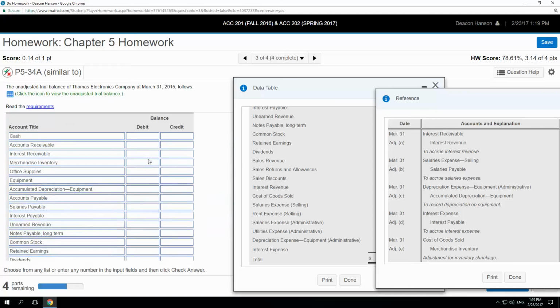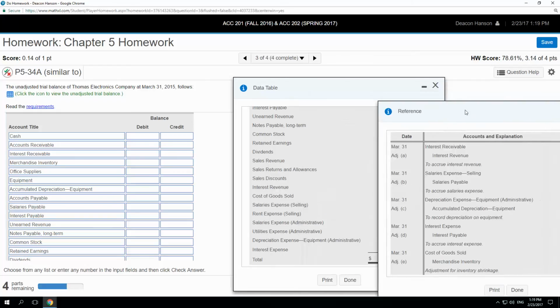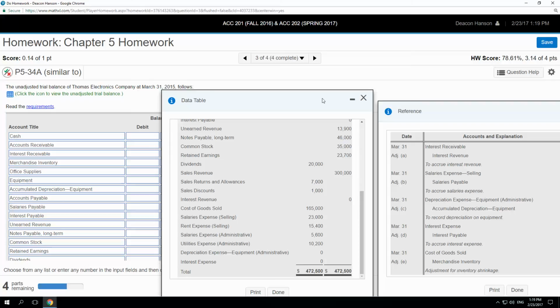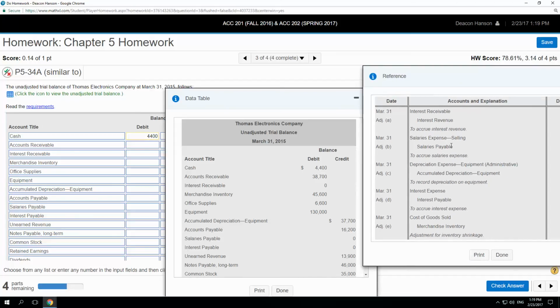And then we have to go down the list, right? So what you want to do is make sure you're thinking about these journal entries when you make those new balances in those accounts. I can tell you by looking at this, there was no effect on cash. So my cash balance will come over the same, right? Now accounts receivable, there was an effect. So scan these entries here and get an idea. Actually, no effect on accounts receivable. So I can bring accounts receivable over at 38,700.